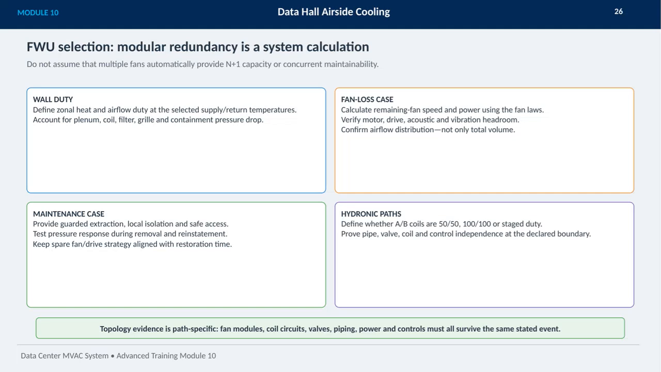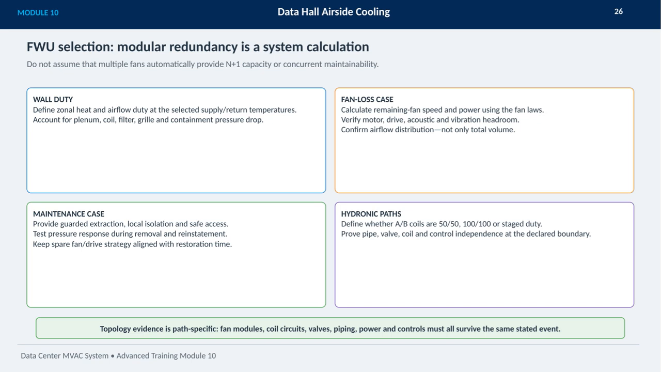In Module 10, we focus on Data Hall Airside Cooling and the critical considerations for selecting fan wall units, or FWUs. It's important to understand that modular redundancy isn't just a simple count of fans. It's a full system calculation. Multiple fans don't automatically give you N+1 capacity or ensure concurrent maintainability. When defining wall duty, you need to precisely determine the zonal heat and airflow at your selected supply and return temperatures, while accounting for pressure drops caused by plenums, coils, filters, grills, and containment.